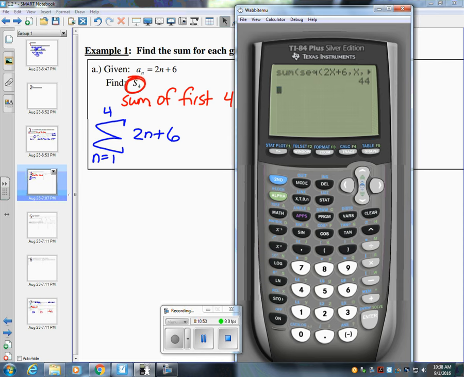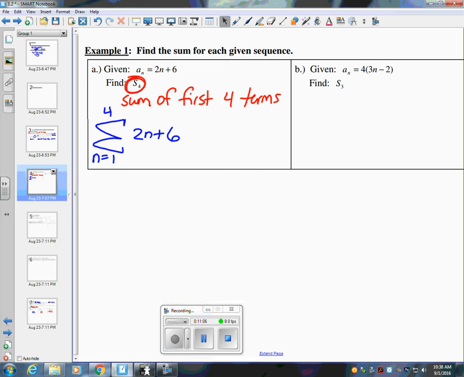It's just saying, what are you counting by? And so we're counting by ones. All right, so Keith, help me with this one. What does S3 mean? The first 3. So what am I starting with? The 1, and I'm going to the third one.